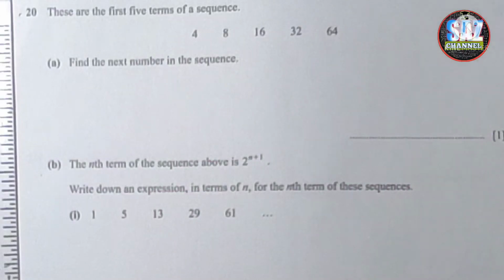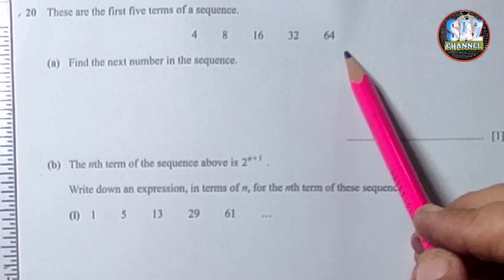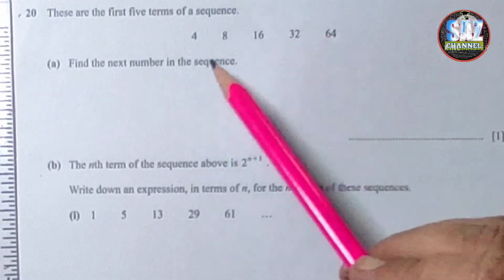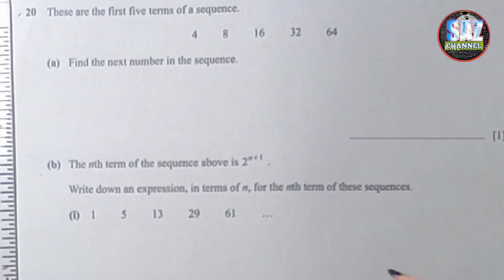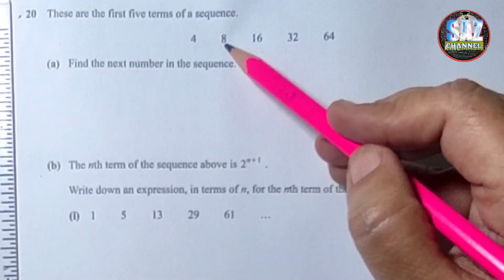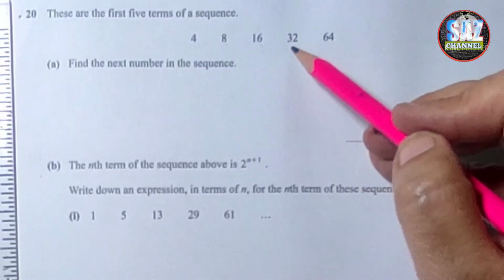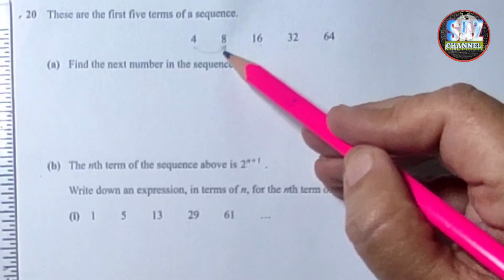Let's read the question first. The question says these are the 5 terms of the sequence: 4, 8, 16, 32, and 64. Find the next term in the sequence. Very easy question. You can see that from 4, how can we generate 8? And from 8, what can we do to get 16? And from 16 to 32, we can see that we are multiplying each previous term by 2 to get the next term.